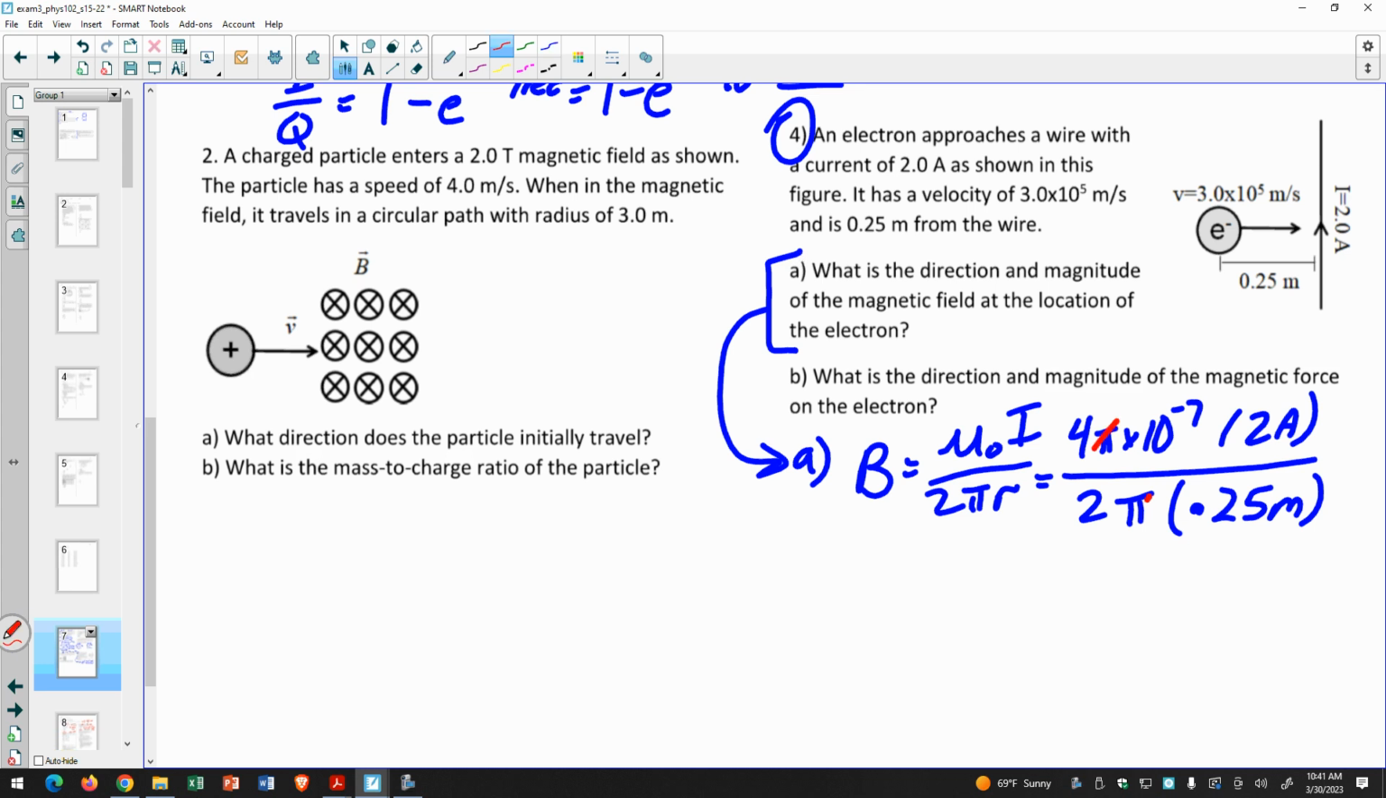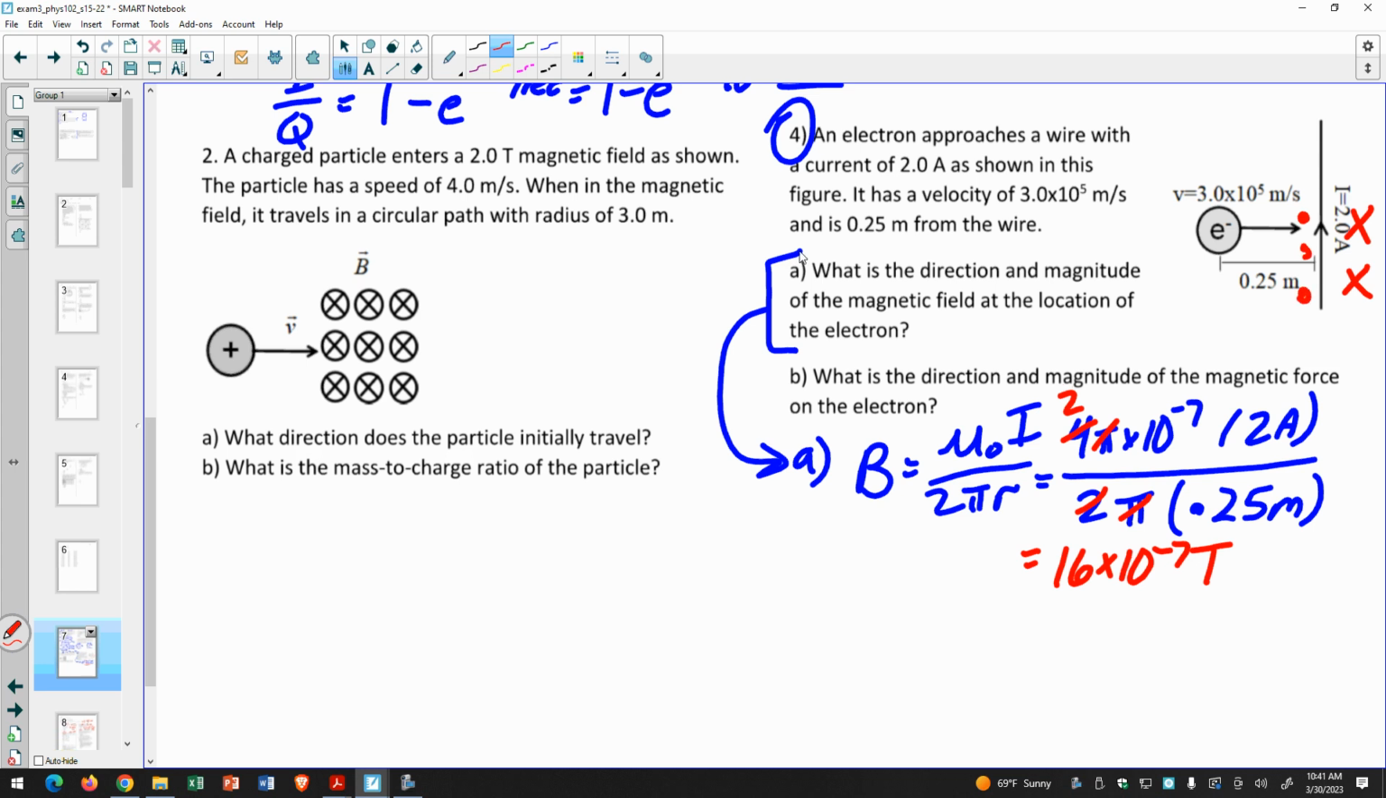Notice here I get some cancellations. That cancels. This leaves a 2 up here, so I get 16 times 10 to the minus 7 Tesla. So that is my magnetic field. Is that right? Yeah. 16 times 10 to the minus 7. So first find the magnitude of my magnetic field, and then I need to find the direction. You let your thumb go in the direction of the current, like this. It goes into the page to the right of the wire and out of the page to the left of the wire. So my magnetic field would be into the page there, out of the page here.